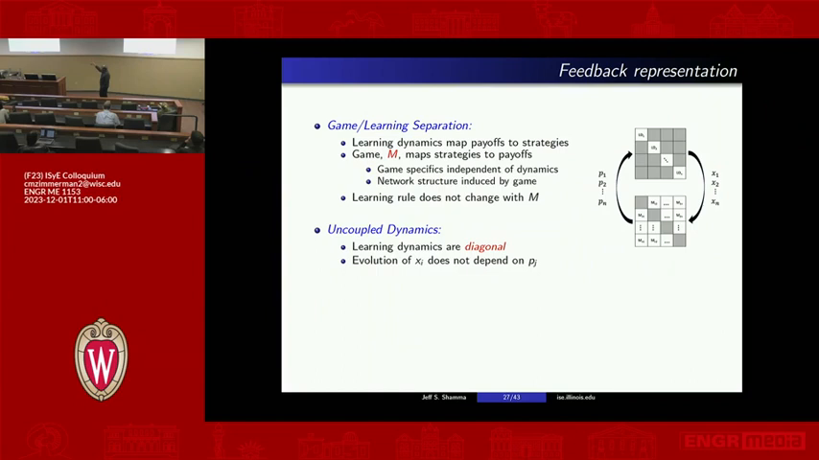The top, you notice, is diagonal. That makes it uncoupled. The learners only use where their gradient is coming from. So that's a diagonal system. The bottom expresses the game. Whatever the game is, that's going to fill in the blanks.